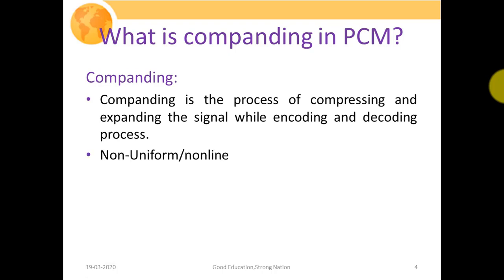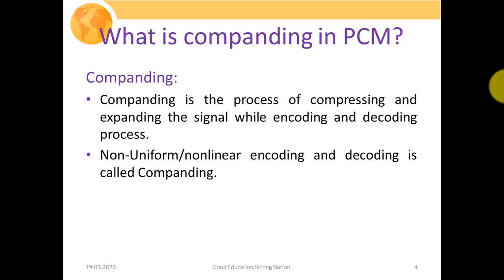In other words, we could also define companding as the non-uniform, or non-linear, encoding and decoding process. In a uniform quantizer, we have a uniform step size delta, whereas in non-uniform companding, we could have a variable step size delta. We have discussed that it could enhance or improve the signal to noise ratio when the amplitude level is lower. So how are we actually going to perform this non-uniform encoding?